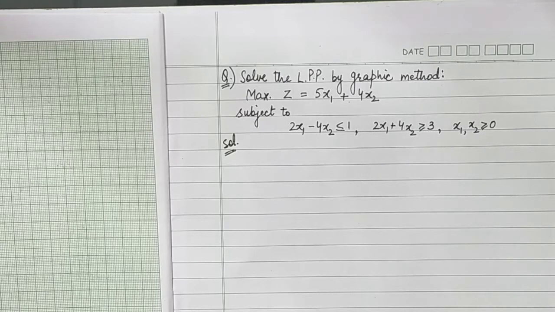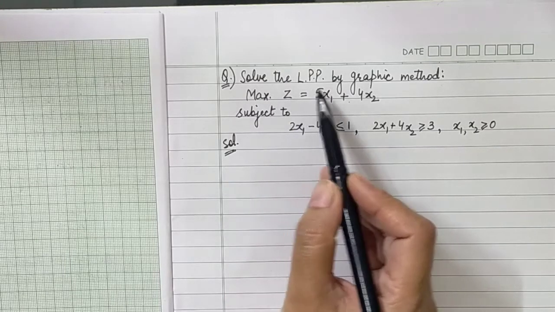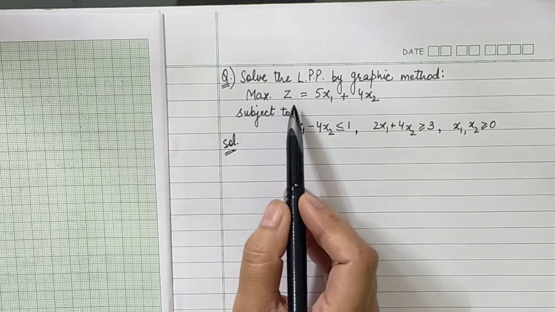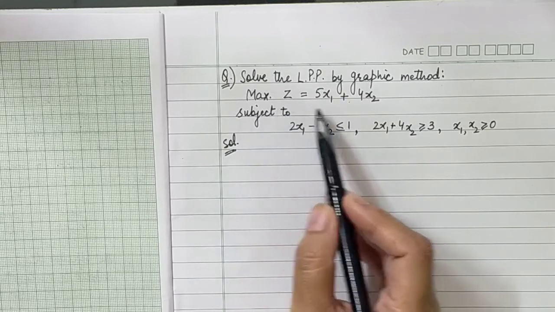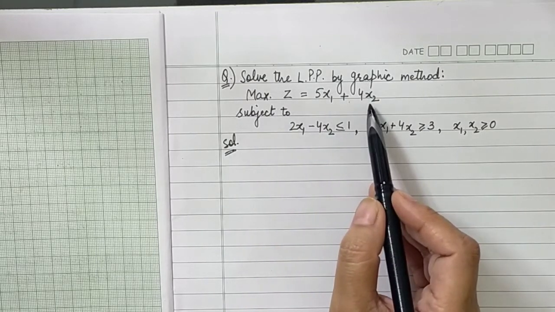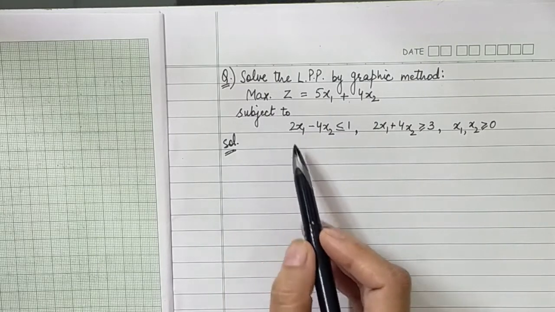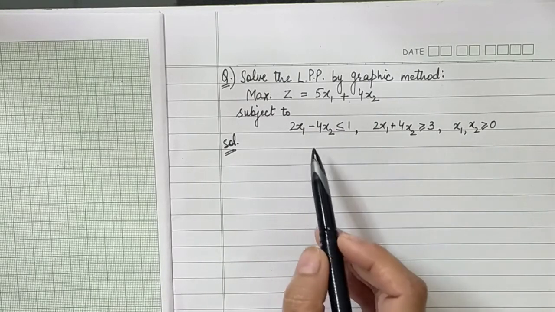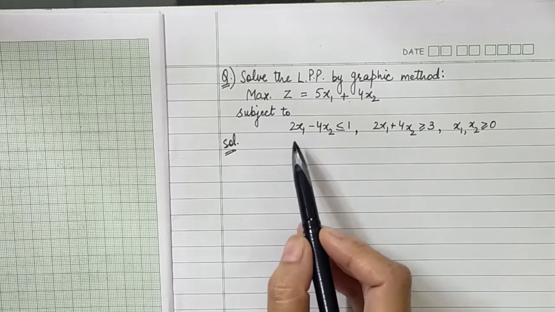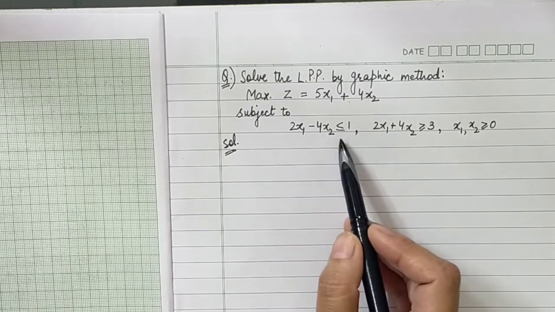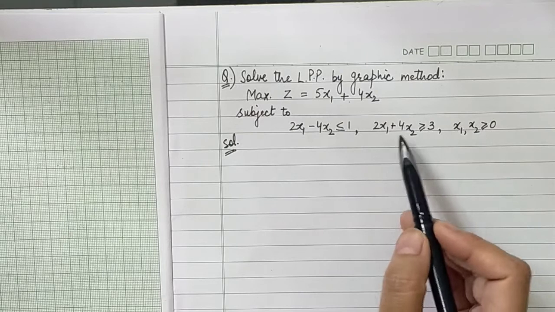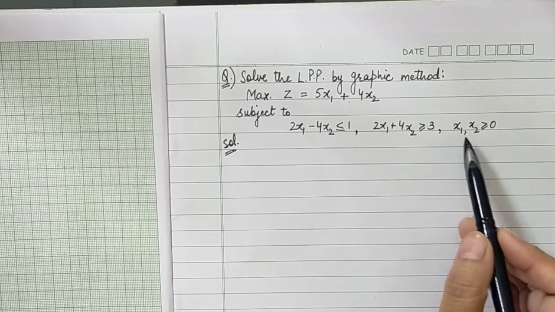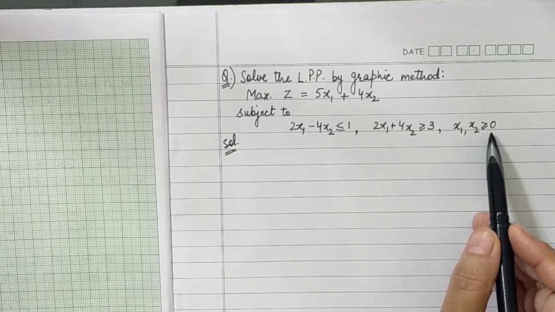So let's start. Solve the L.P.P by graphic method. Maximize z. This is our objective function. Maximize z is equal to 5x1 plus 4x2, subject to the constraints. ये आपके पास constraints हैं, conditions हैं, criteria जिनके अंदर आपने उसको solve करना है, maximize करना है. 2x1 minus 4x2 is less or equal to 1. 2x1 plus 4x2 is greater or equal to 3. And x1, x2 remain to be greater or equal to 0.